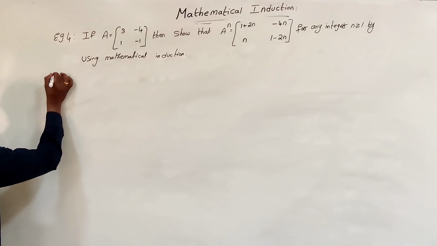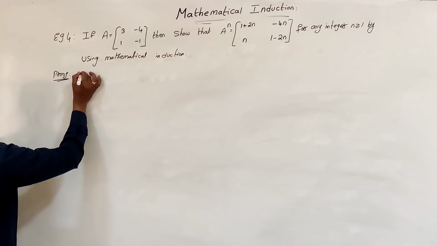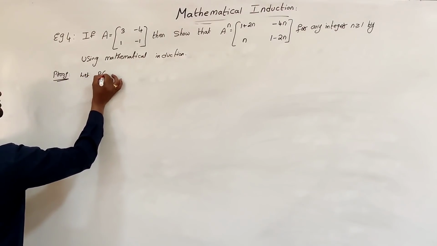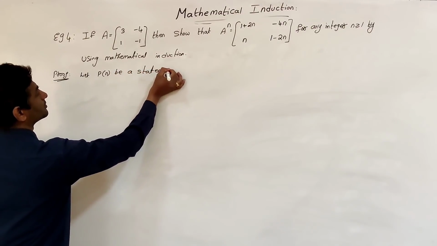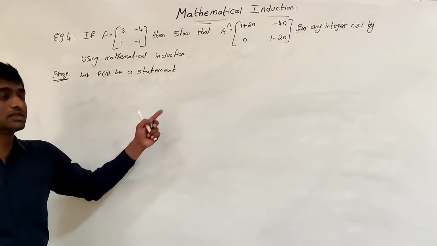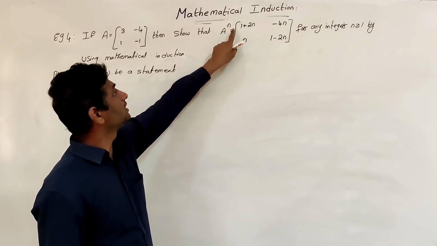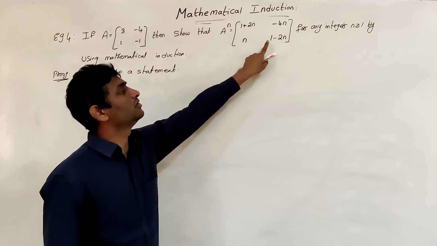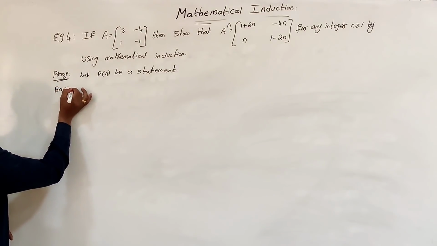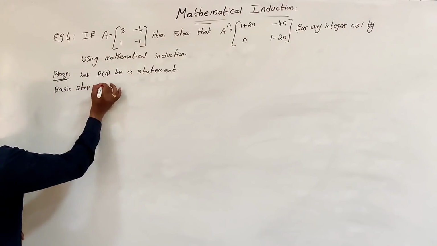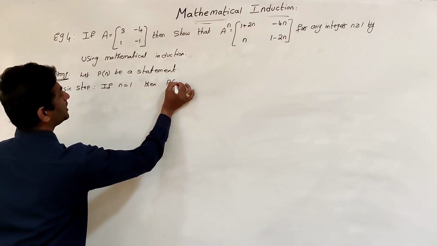So we'll see the proof. Let P of n be a statement. What is our statement? That is, A to the power of n is a square matrix of 2 by 2 with elements 1 plus 2n, minus 4n, n, 1 minus 2n. So, basic step. If n is equal to 1, then P of 1 is true.